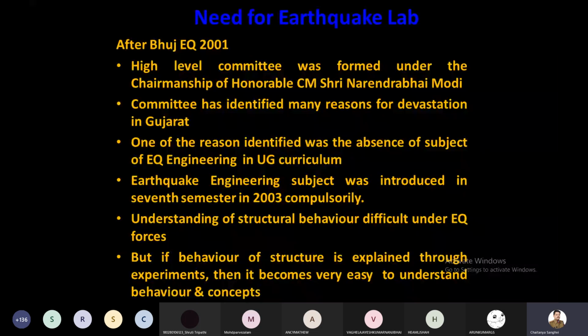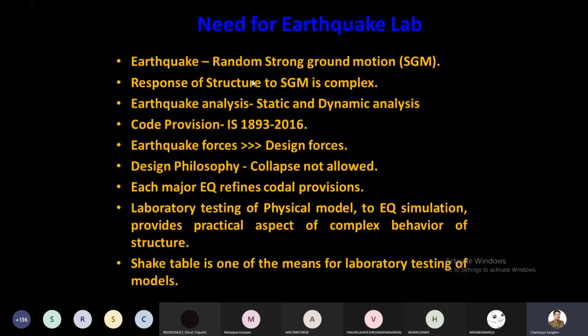If we talk about the earthquake, basically it is a random strong ground motion, right? And you see, an earthquake carries different frequencies all the time, right? At one moment the frequency is 8 hertz, next moment it may be 10 hertz, it may be 20 hertz. So the frequency carried by the earthquake is constantly changing, right? And similarly, as the external excitation is changing, the response of the structure to this ground motion is also complex, right?